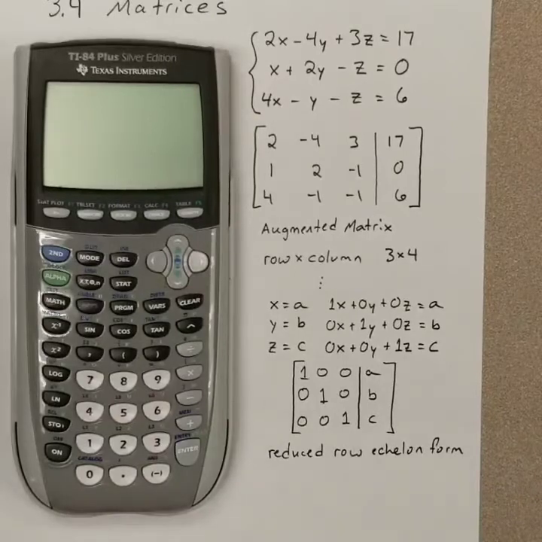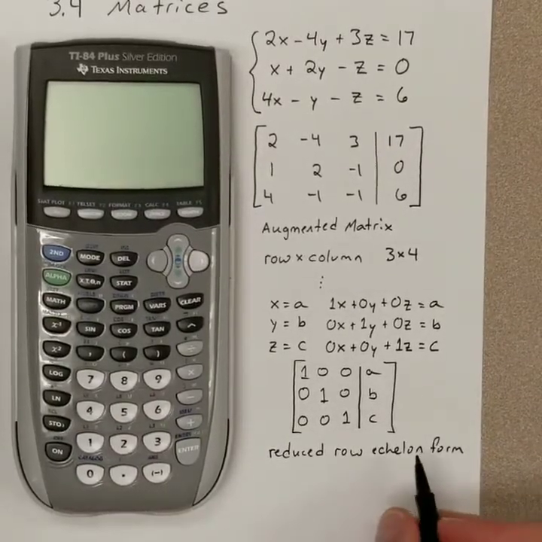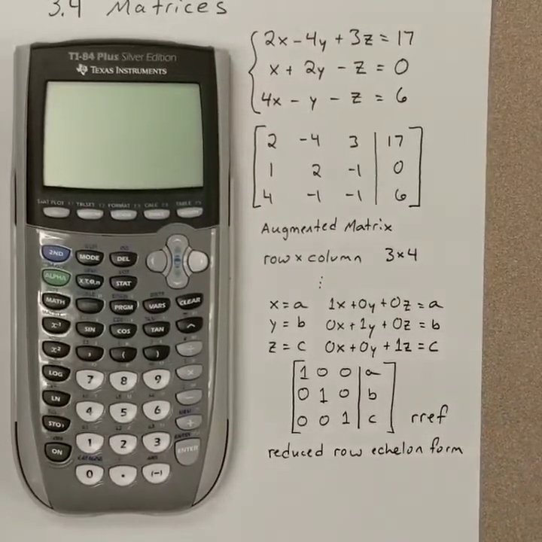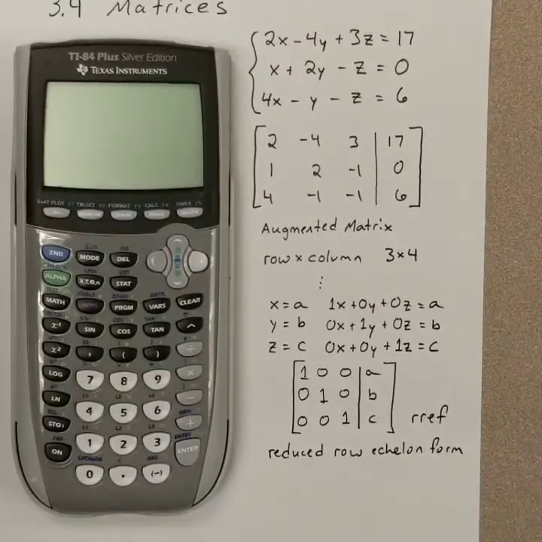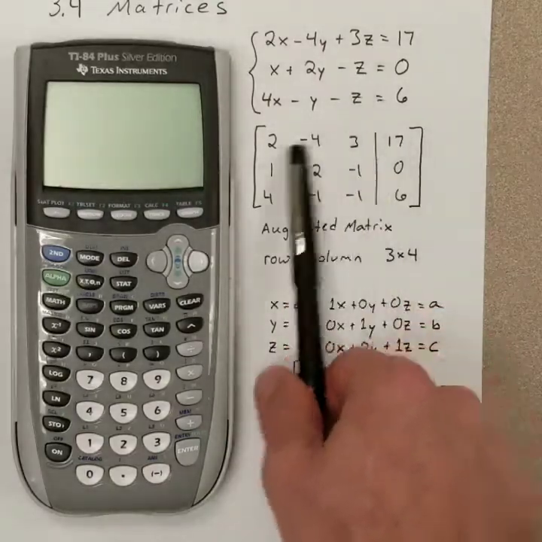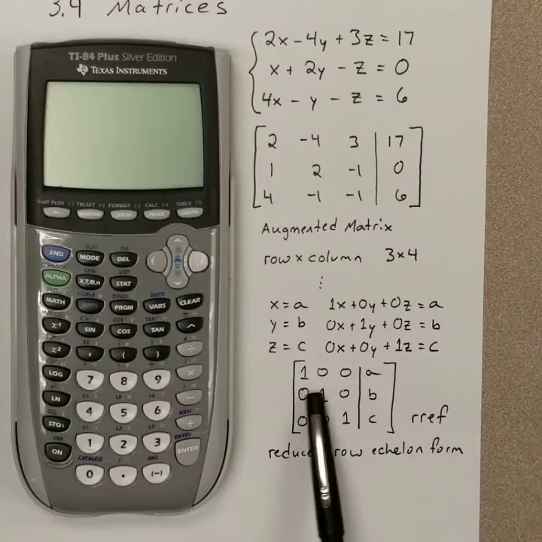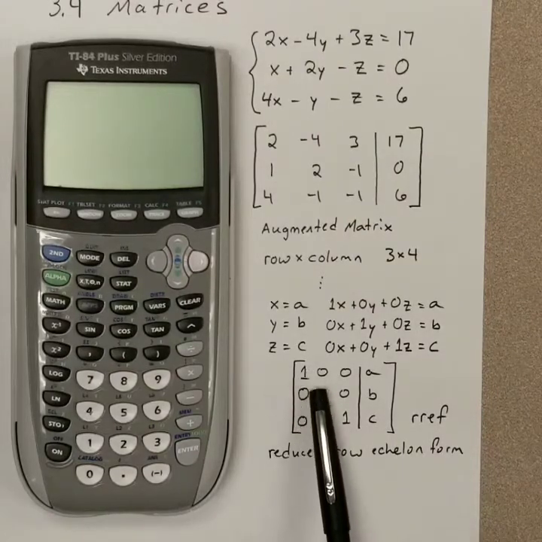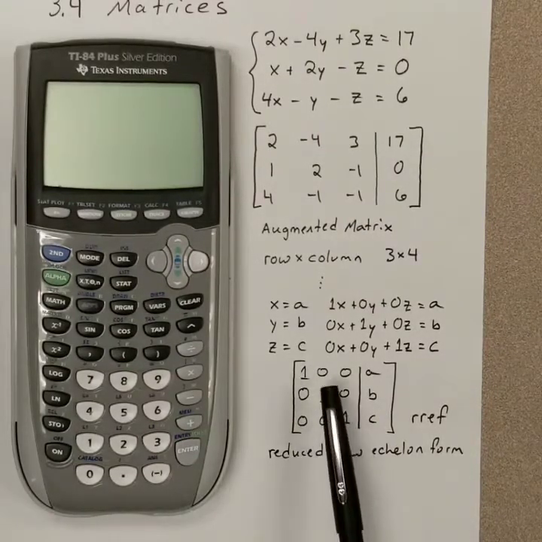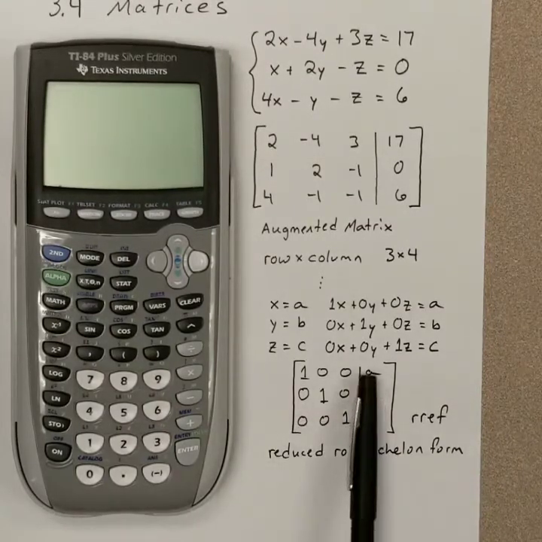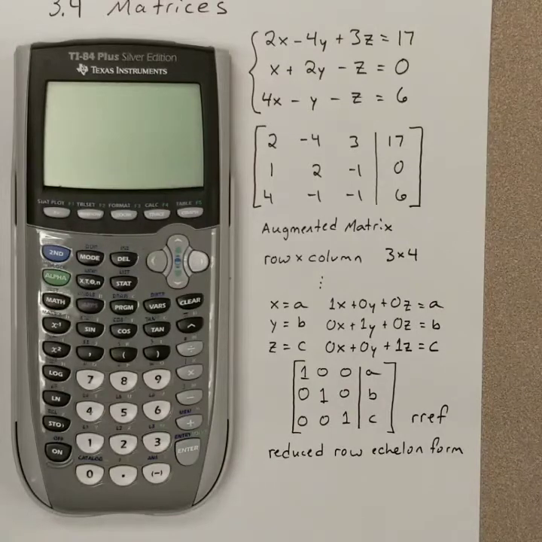Reduced row echelon form is abbreviated as RREF. That's what your calculator will call it, and that's what I will call it from here on out. This is just the long way. So basically, you're reducing the original matrix down to this form. Echelon is just a formation. So it's a specific formation where you have ones on the diagonal and zeros in other places. So the reduced row echelon form is just this sort of format.